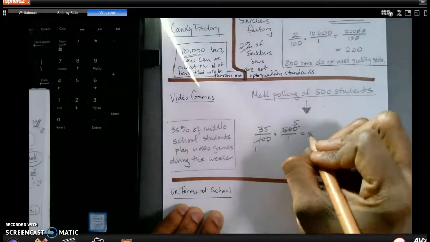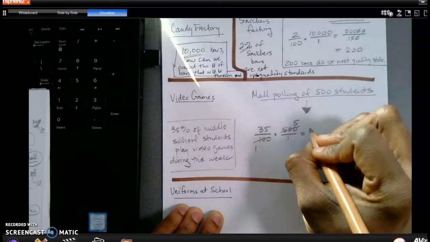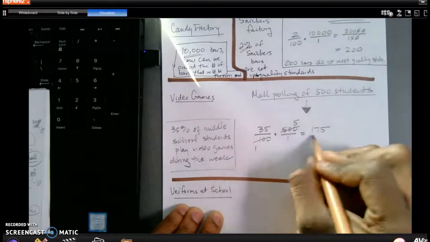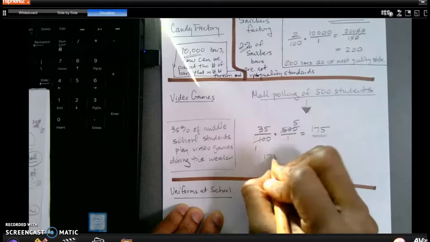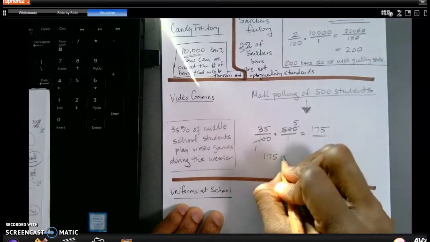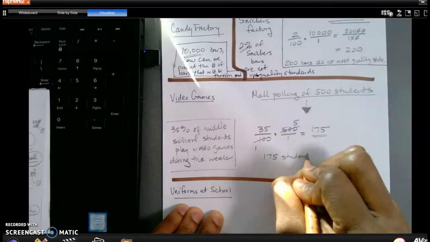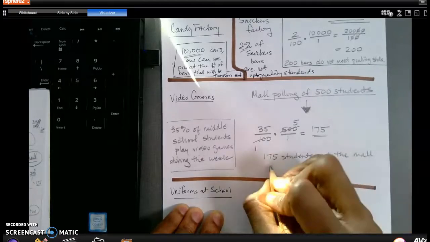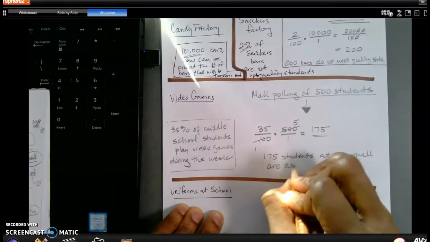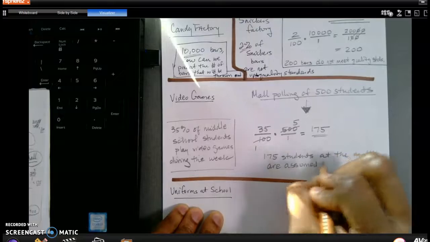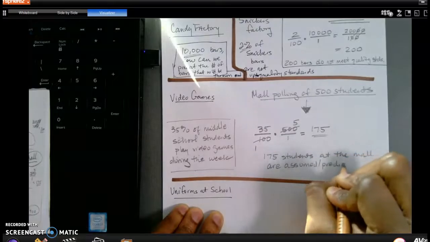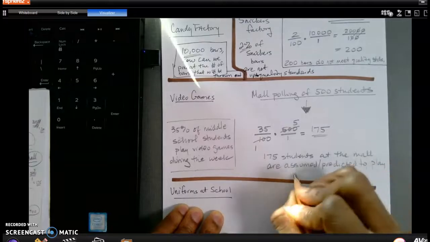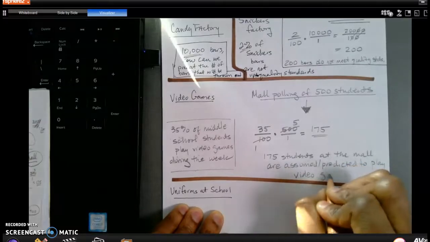Okay, and then I'm going to multiply that out. When I multiply that out, that becomes 175. So my solution statement would be that 175 students at the mall are assumed/predicted to play video games. Okay.